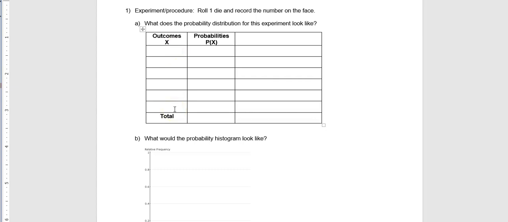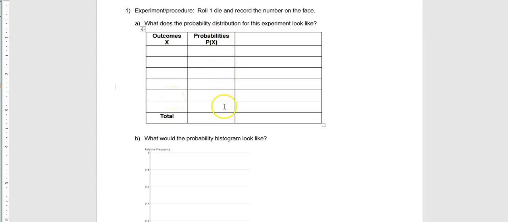The entries in this list under outcomes have to be numerical. This is one major difference between the frequency distributions that we did in last unit and the probability distributions that we're doing now. For a valid probability distribution, the outcomes, the values of x, have to be actual numbers. They can't be in words.